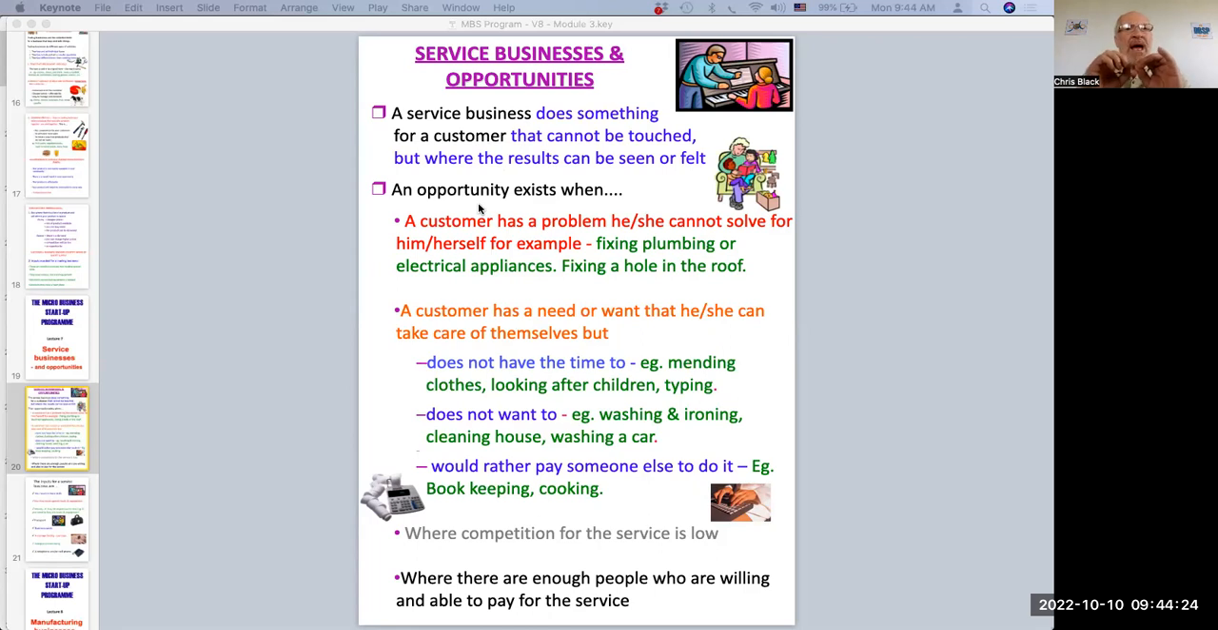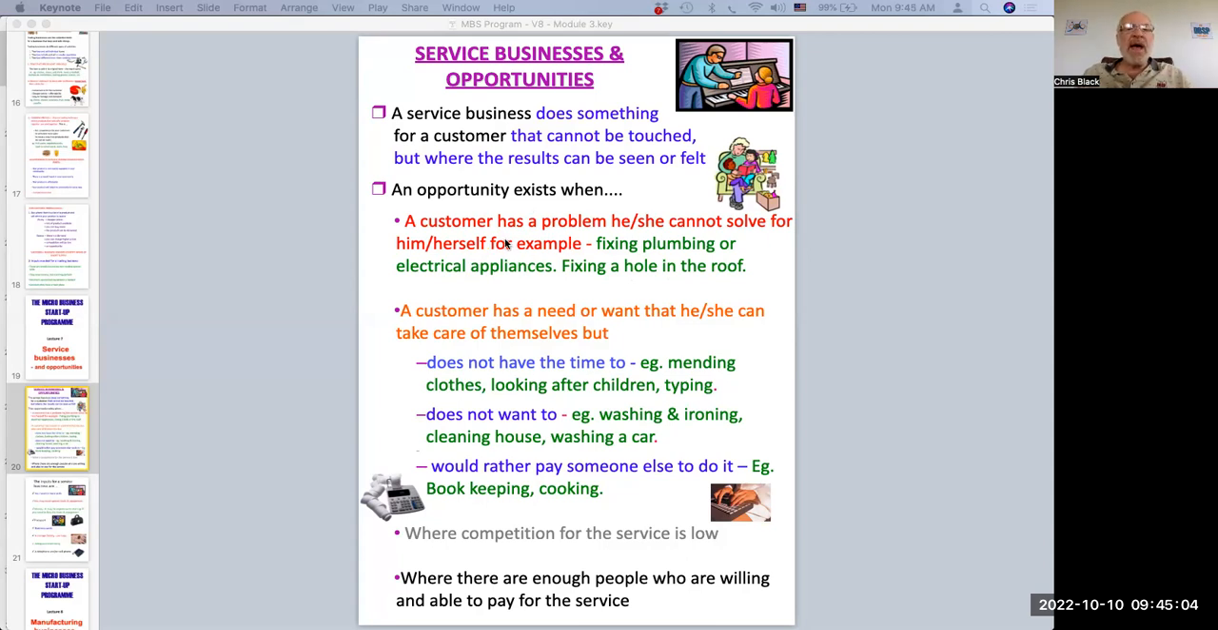Now, where do opportunities lie? So opportunities lie in two areas where a customer has a problem that he or she cannot solve or fix for themselves, such as fixing plumbing, fixing electrical appliances, fixing a hole in the roof. A lot of us don't have those skills to do it. So there is an opportunity that exists there. Like, for instance, a dentist, he's going to fix your broken tooth. You can't do that yourself.